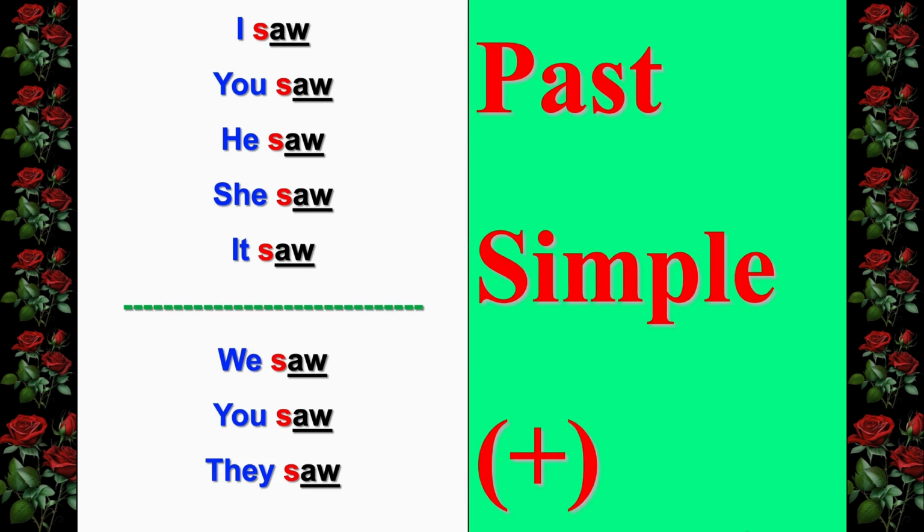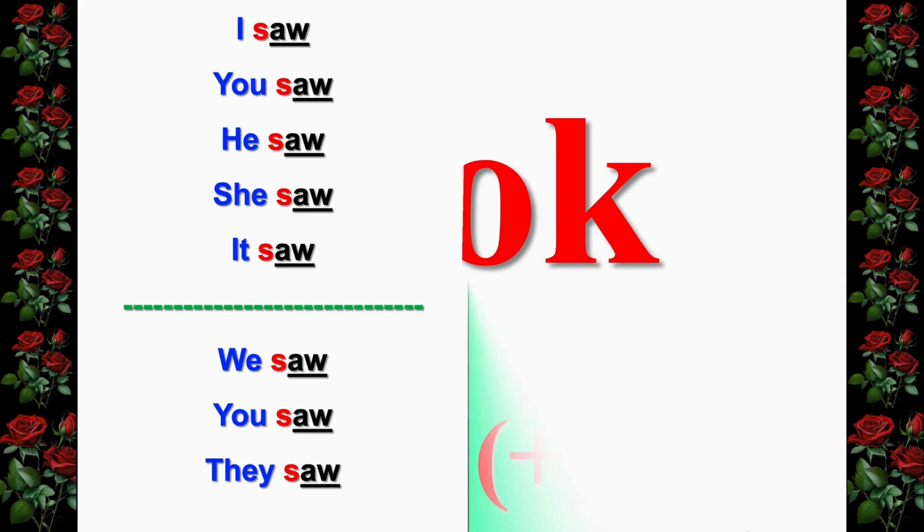So remember these two verbs, said and saw. Okay? Said and saw. I saw. You saw. He saw. She saw. It saw. We saw. They saw. That's it. So try to practice it a lot.